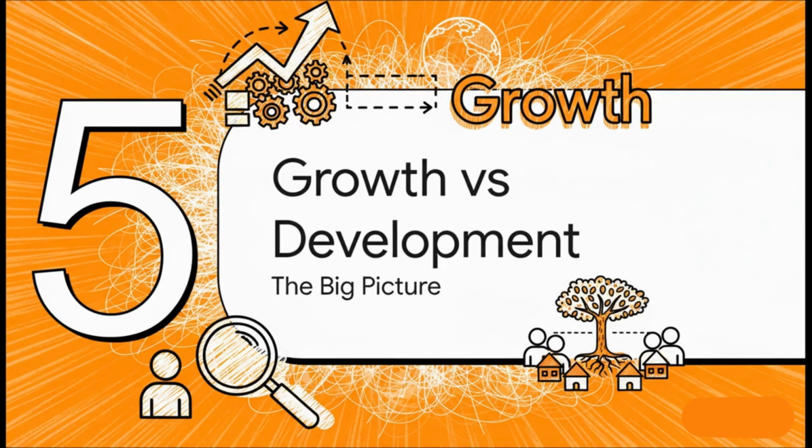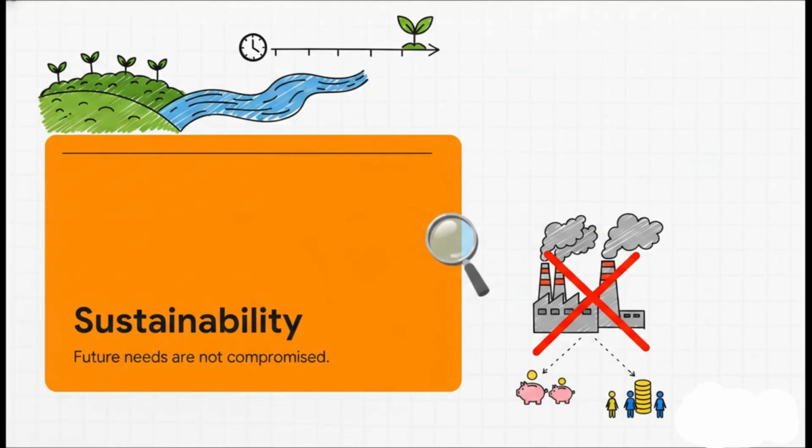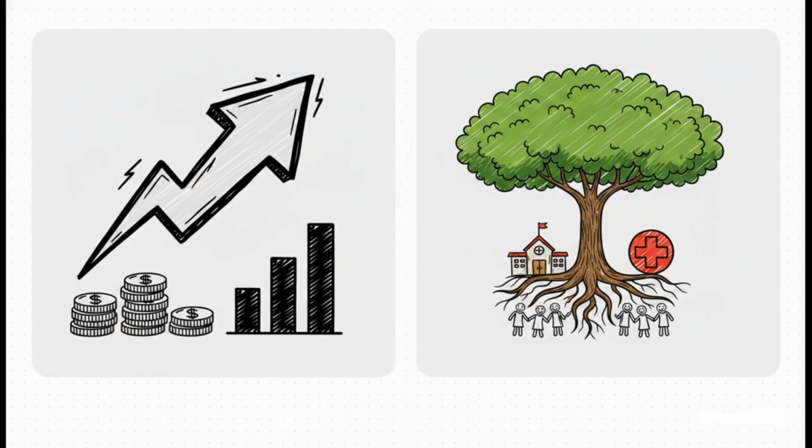Let's zoom out now for our fifth and final section, growth versus development, the big picture. But before we can even measure success, we have to look at the ultimate test of our choices, and that's sustainability. This basically means ensuring that over time, the quality and quantity of our factors of production aren't compromised for future generations. We can't just use up all the fertile land or pollute all the drinking water to get rich today, because if we do, we're literally just borrowing from our grandchildren.